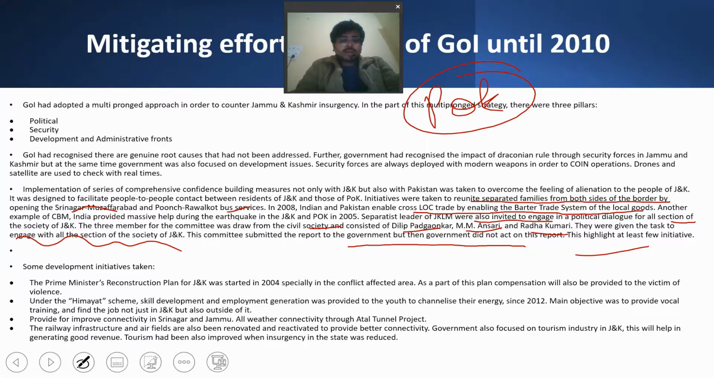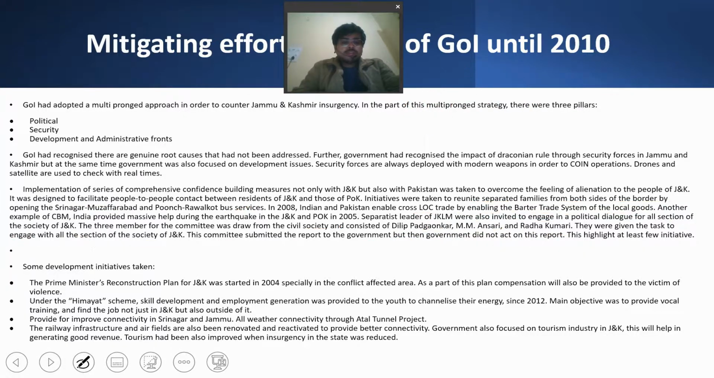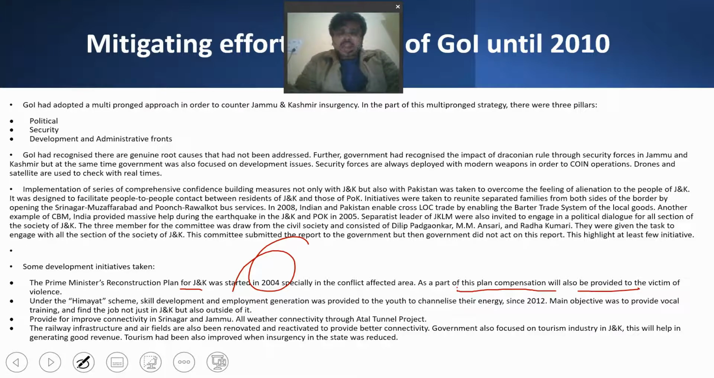So some of the development initiatives that were taken. The Prime Minister's reconstruction plan for Jammu and Kashmir was started in 2004, especially in the conflict affected areas. As a part of this plan, compensation would also be provided to the victims of violence. So it was like, let us suppose someone's father died in any riots, then they would give compensation to those people as well. That kind of initiative was taken so that they would bring the Jammu and Kashmir people in favor of India.